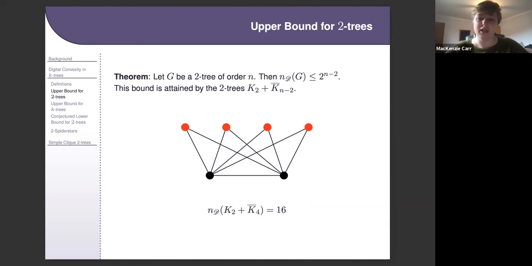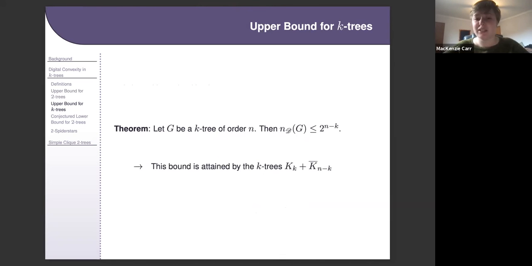And then we can generalize this to k-trees. So if we have a k-tree of order n, then we have at most 2 to the n minus k digitally convex sets. And we found that that bound is sharp as well.